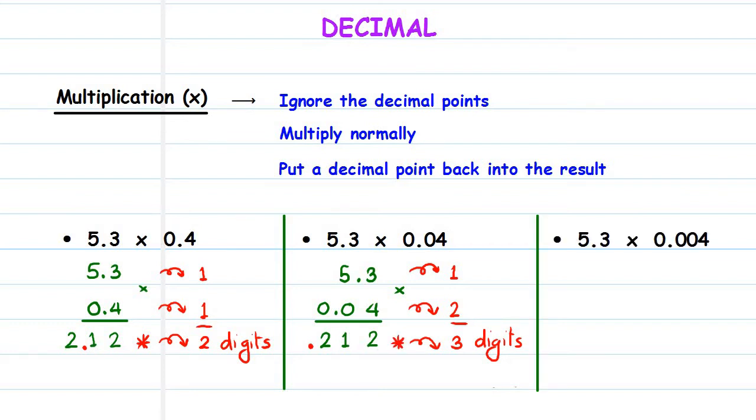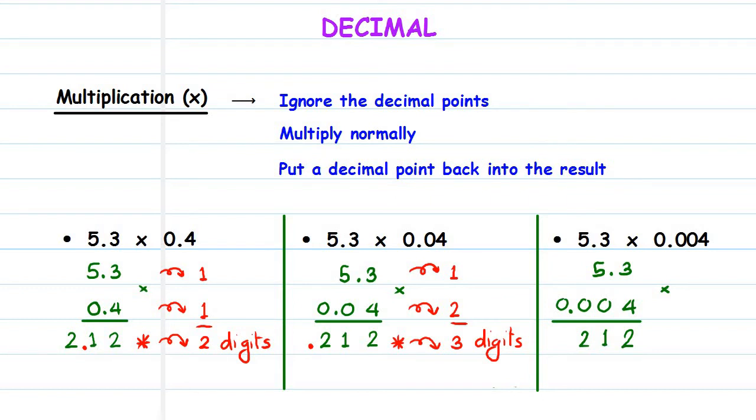Now let's try 5.3 multiplies 0.004. Here we have 5.3 times 0.004. First, we will ignore the decimal points and just multiply them normally. And we will get 2, 1, 2.